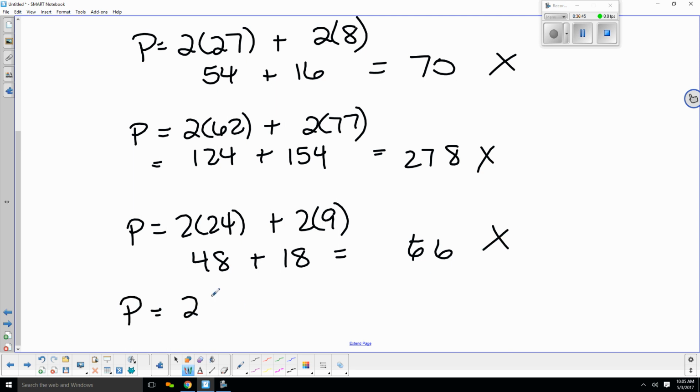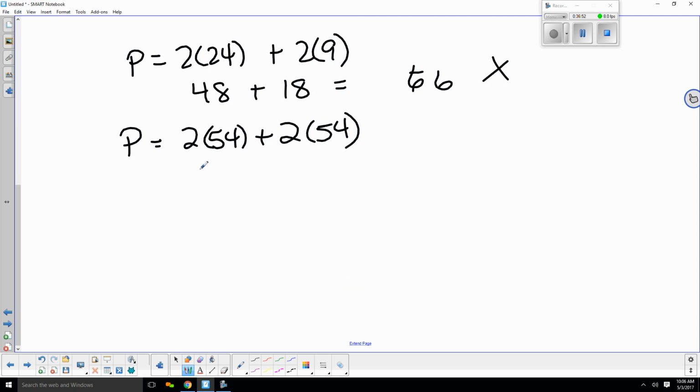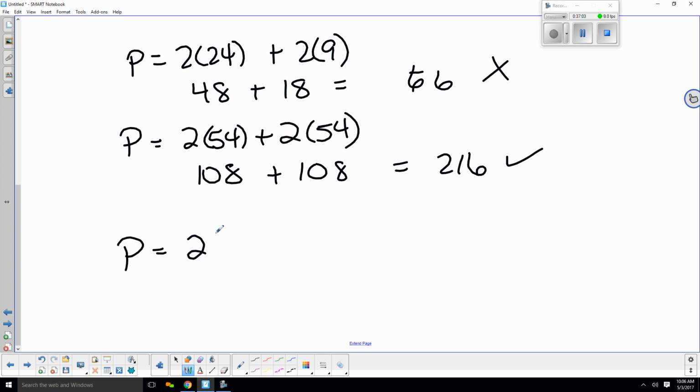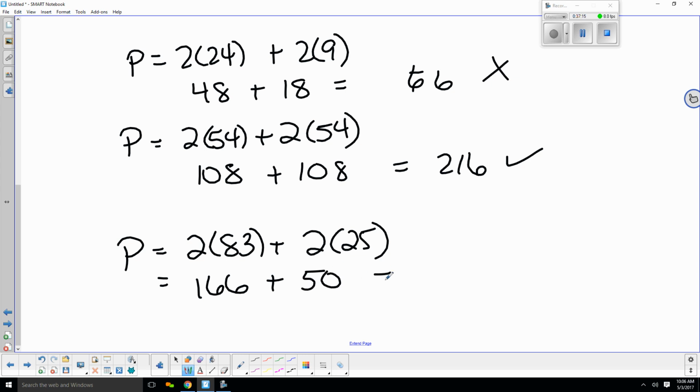Plug in again. What's 2 times 54? 108. And again, 2 times 54. What's 108 and 108? Okay, that one does work. Now we're going to talk about that one though just in a second. Then we have the perimeter of 83 and 25. What's 2 times 83? And 2 times 25. And when I add those, I get 216.